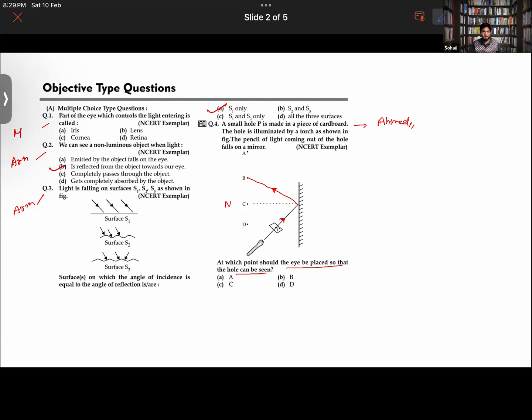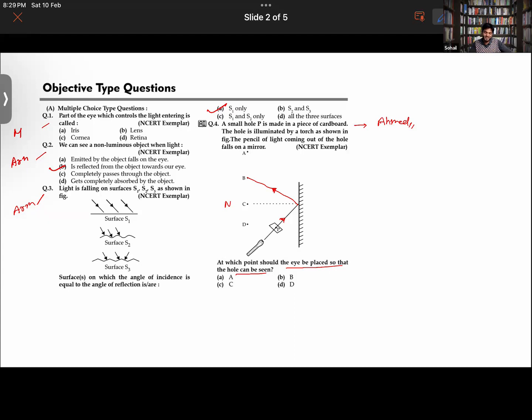Okay, Moaz, what is your answer for question number 1? Part of the eye which controls the light entering is called. Sir, retina? How come it be retina? No, sir, this C, cornea. Cornea is not controlling. Cornea basically allows the light to pass into your eye. Sir, B, it's the outermost. Again, it's not correct. Sir, A. The 3 options are not correct, then only A is left. So obviously it is correct.